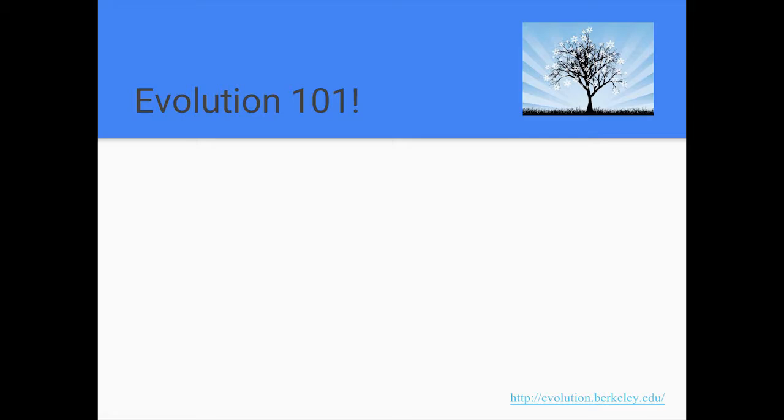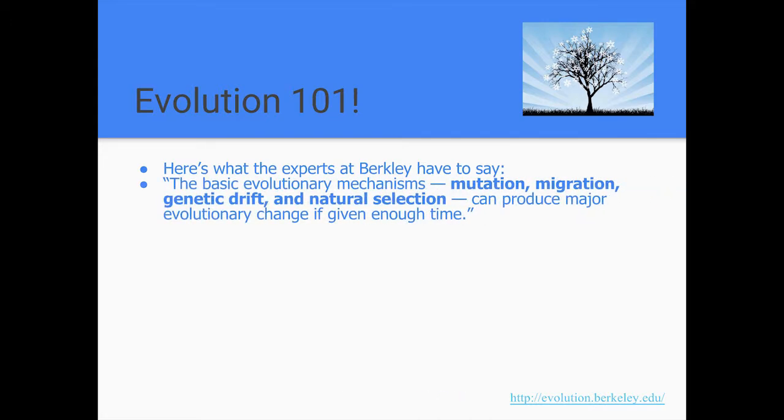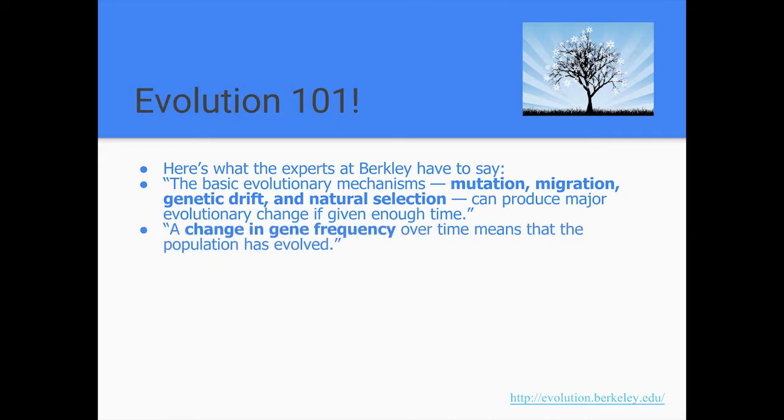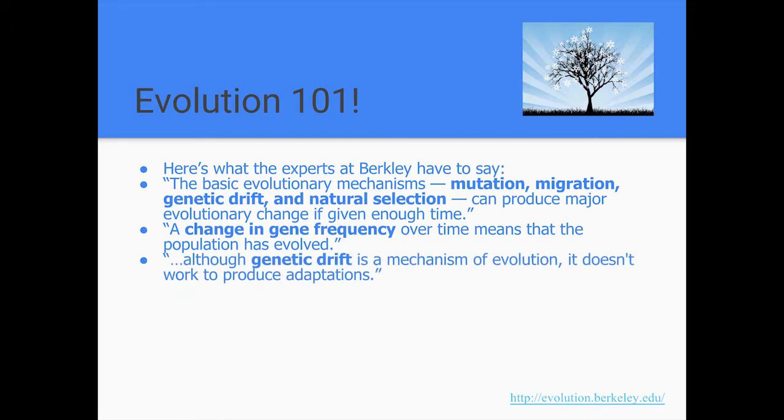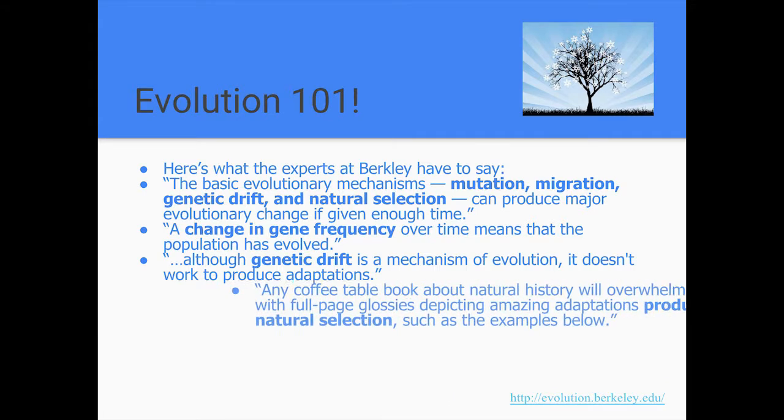Evolution 101. I get a lot of this information from evolution.berkeley.edu, which is a website calling itself Evolution 101, intending to educate the public about what evolution is. Here's what the experts at Berkeley have to say. The basic evolutionary mechanisms, mutation, migration, genetic drift, and natural selection, can produce major evolutionary change if given enough time. A change in gene frequency over time means that the population has evolved. Although genetic drift is a mechanism of evolution, it doesn't work to produce adaptations.